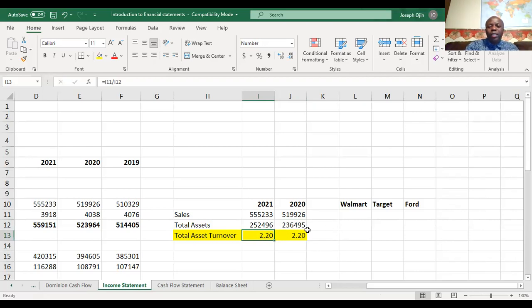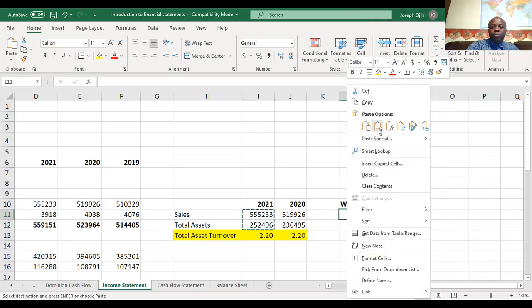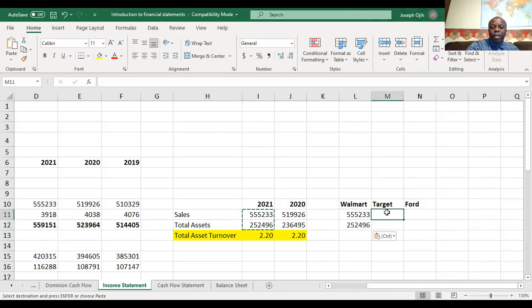Now let us compare Walmart. Actually, I did it here. So let's compare Walmart to other companies in the same industry. For Walmart, let's say 2021, we have this information. I'm going to put this here. Then I'm going to get the information for Target and Ford so that I can compare which of them is generating more sales from their assets. For Target, I'm going to write it down here: sales over total assets.